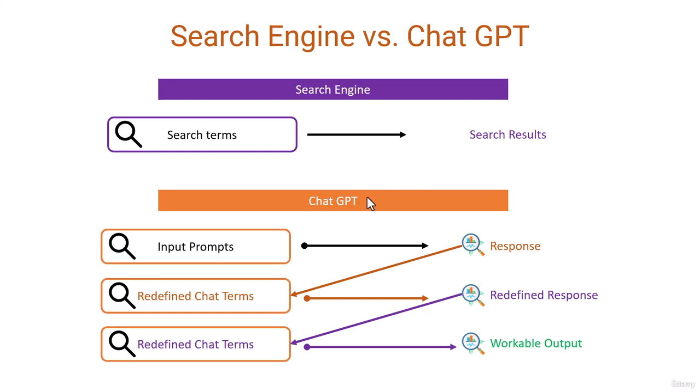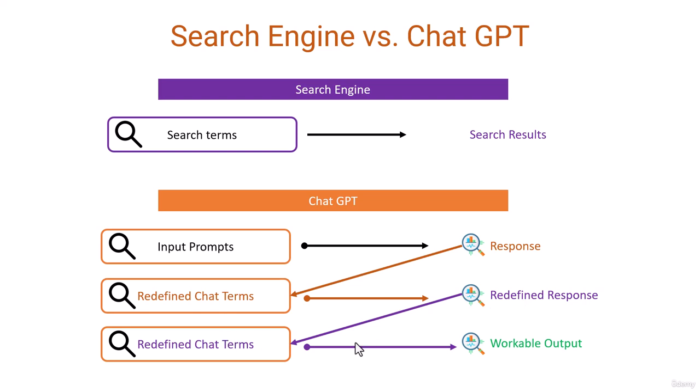Whereas ChatGPT does not give you website links. Rather, if you give some input prompts, keywords or queries, it will respond to your queries in textual format. And if the response is not adequate, you can make a conversation. You can ask it again using prompts. So you can redefine the chat terms and it will give you another improved response based on your added queries.